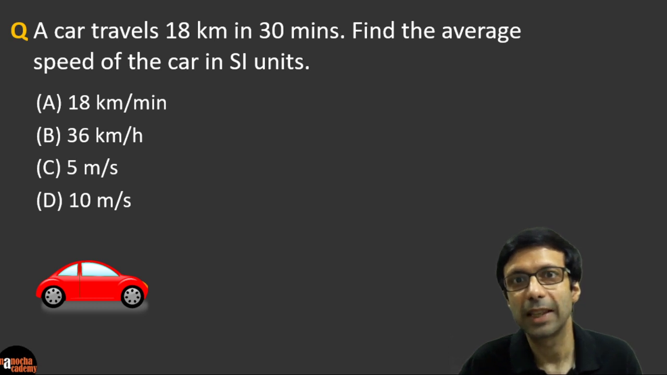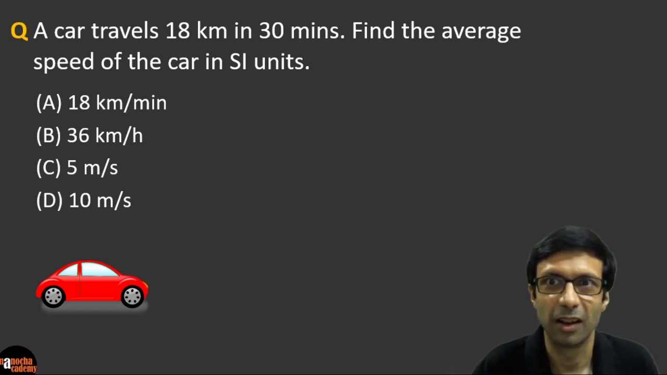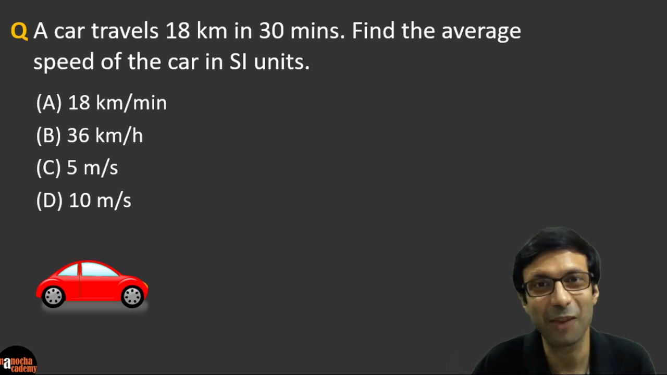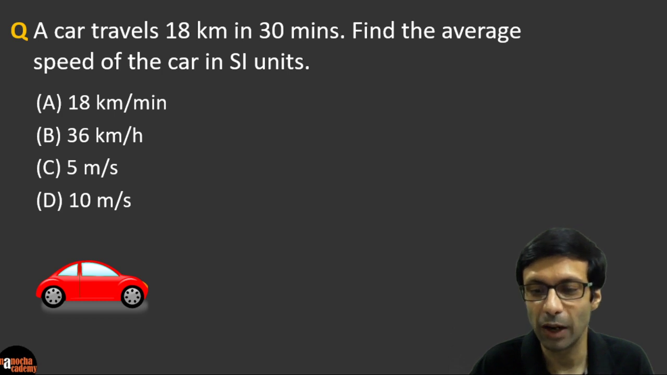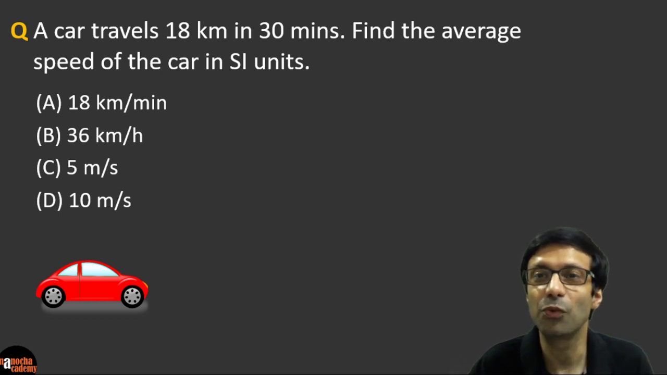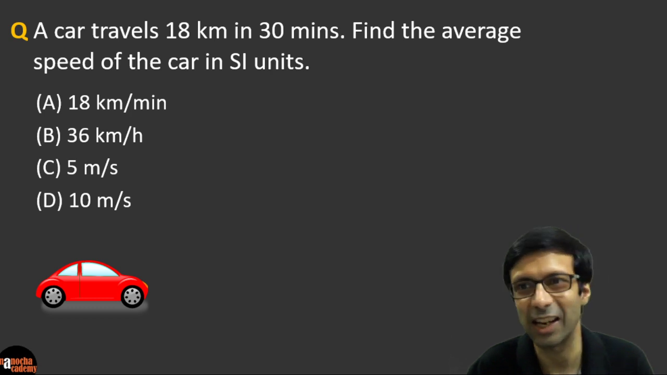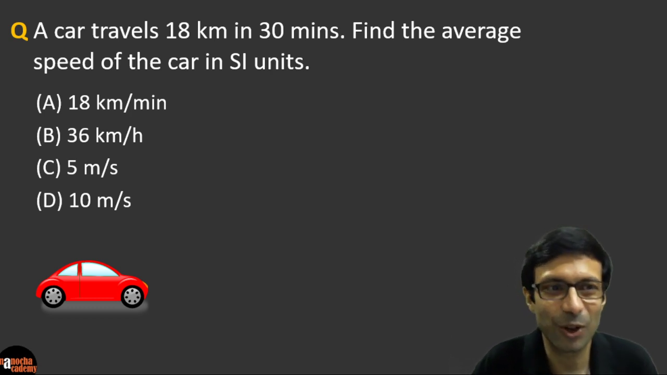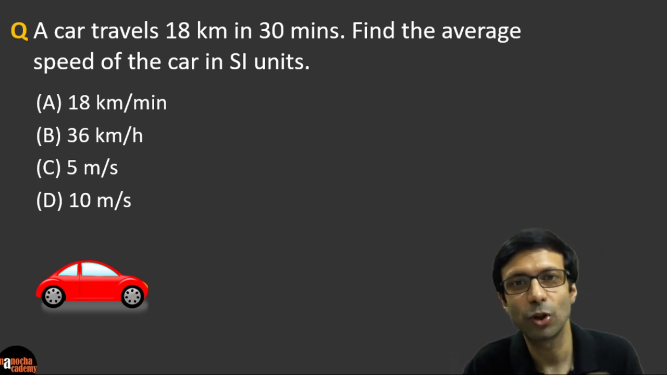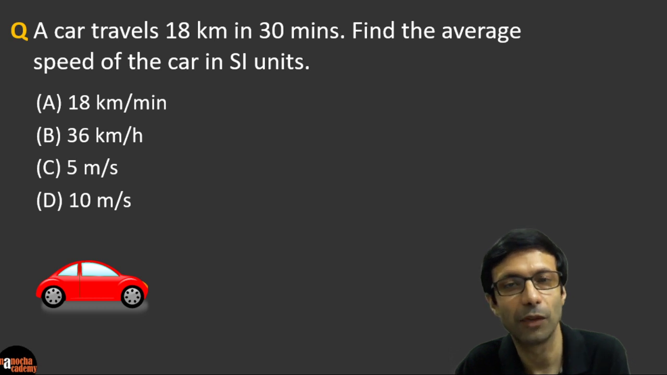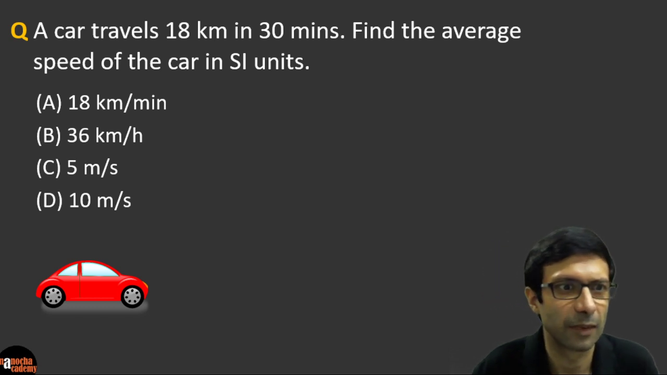A car travels 18 kilometers in 30 minutes. Now this question is asking to find the average speed. Previously we looked at the instantaneous speed. So here we need to find the average speed of the car in SI units. Okay guys, so get your pen and paper ready and try to solve this sum, or you can try mentally also, to do some mental calculations, or use a pen and paper. What is the average speed of the car in SI units? Okay, so all of you please try this question.